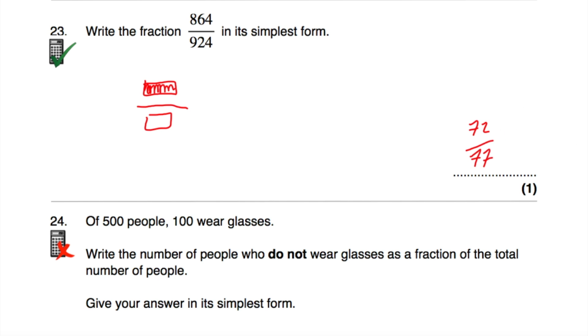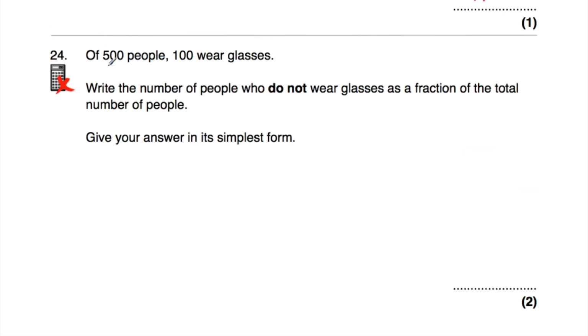Okay, let's look at our next question, question number 24. Question number 24 says, of 500 people, 100 wear glasses. We've been asked to write down the number of people who do not wear glasses as a fraction of the total number of people, and to give our answer in its simplest form. So we want to write down what fraction of people don't wear glasses.